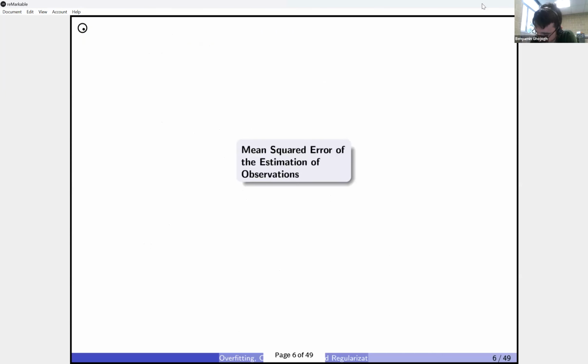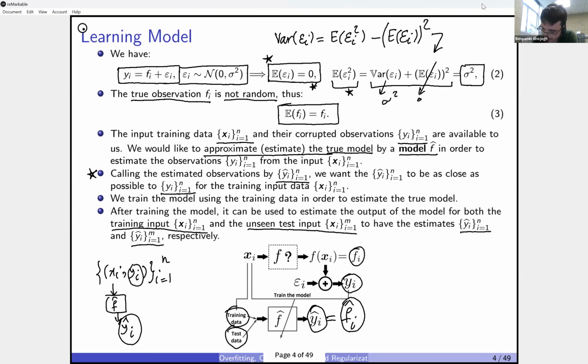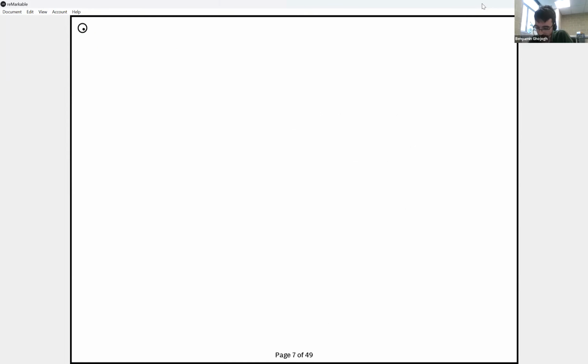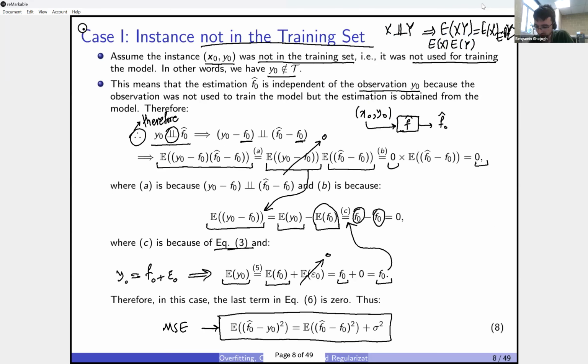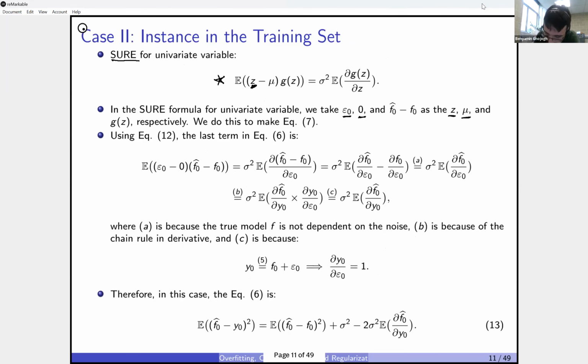Where was that? Here, in equation 2, we showed that. Okay, now let's go back. So we take the random variable Z to be epsilon, the noise. We know that its mean is 0, right? Also, G(Z) is a function on epsilon, and epsilon can be related to f0 hat.